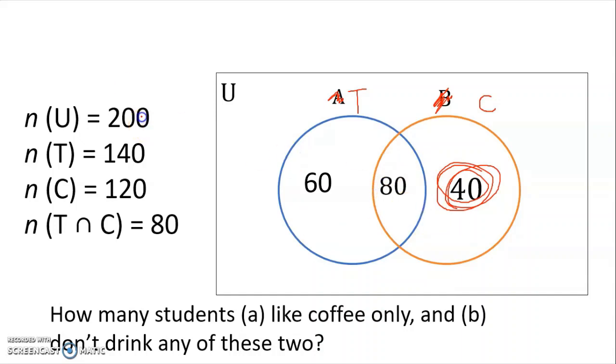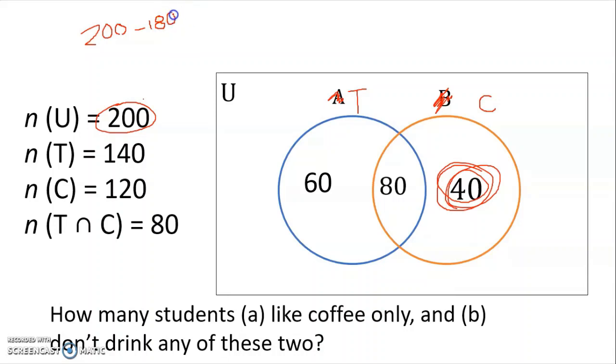180 lang lahat. But we had 200 respondents. Ayan, oh, 200 yung respondents natin. Ibig sabihin, yung 200 na yan, maminusan natin dun sa 180. Okay? So, minus 180. So, bakit nag-minus ng 180, ma'am? Kasi 180 yung mga gustong uminom ng coffee or tea or both coffee and tea.